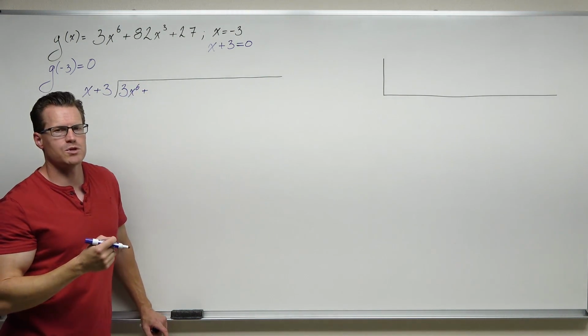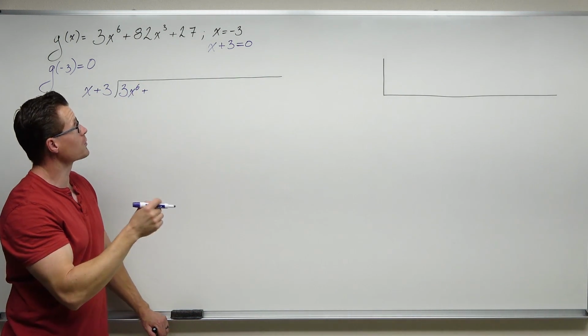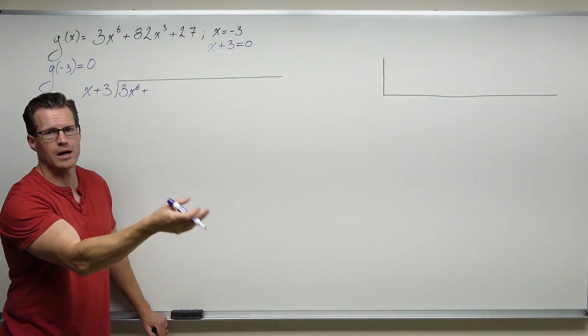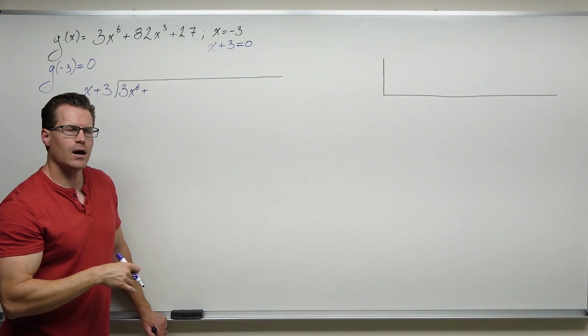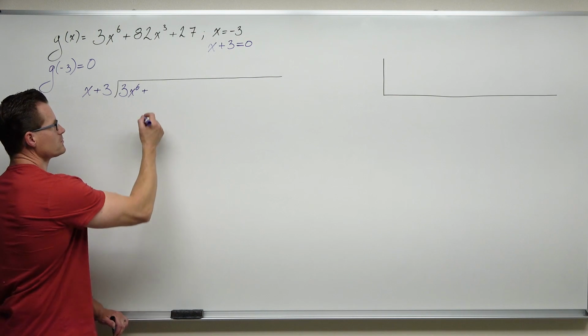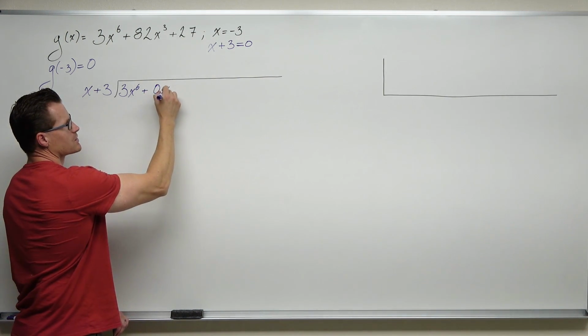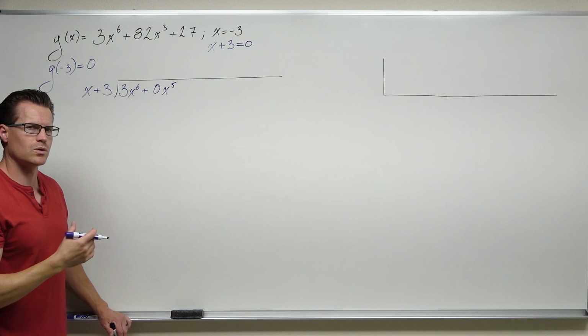But we have to represent the 5th power, the 4th power, the 3rd power. It's there. 2nd power, 1st power, and then our constant. It's there. How we do that is with a 0. So we'd say 0, x to the 5th. It's kind of like a place value holder.